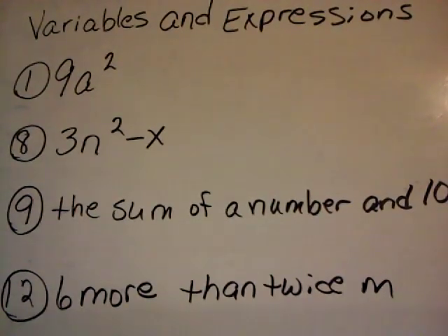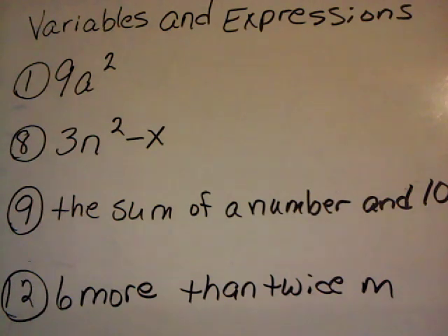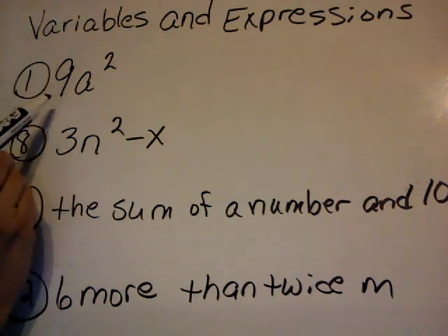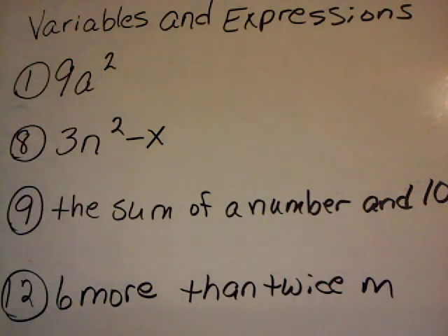Hello, Math Conquerors. Today we are going to be reviewing 1-1 variables and expressions. We talked some on this yesterday. We're going to talk some more today. When I read this expression, I read it as 9 times a squared.